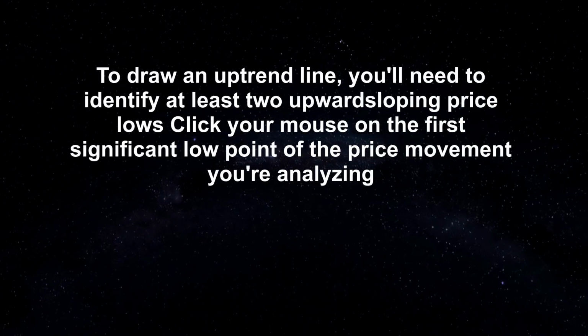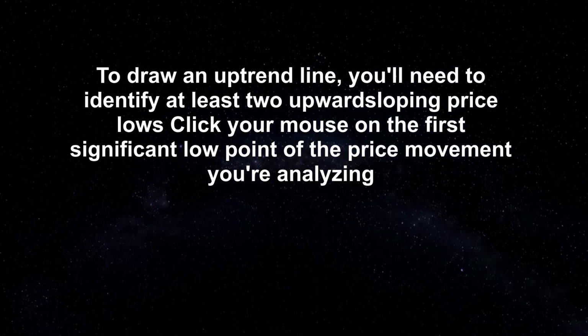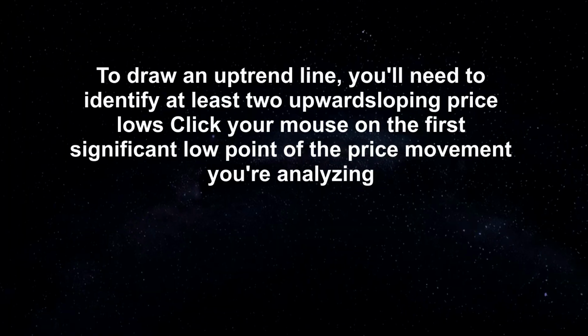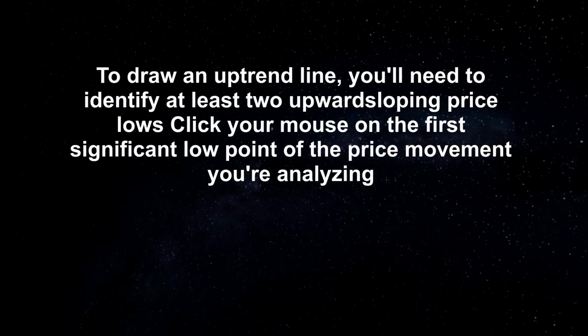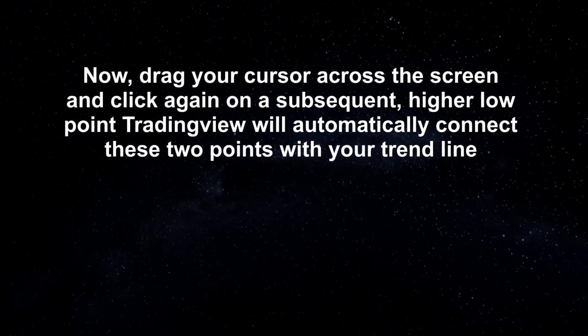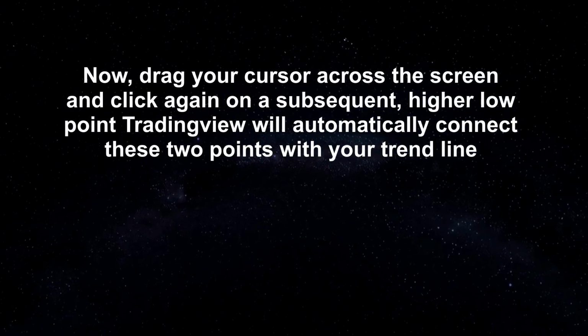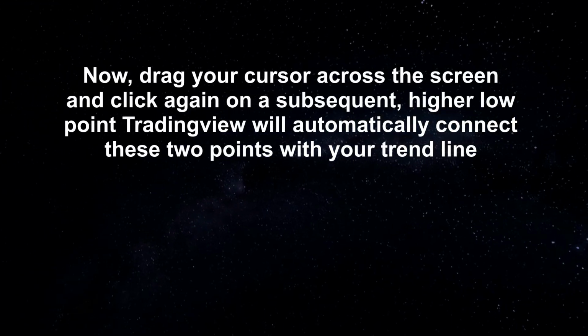To draw an uptrend line, you'll need to identify at least two upward-sloping price lows. Click your mouse on the first significant low point of the price movement you're analyzing. Now, drag your cursor across the screen and click again on a subsequent, higher low point. TradingView will automatically connect these 2 points with your trend line.